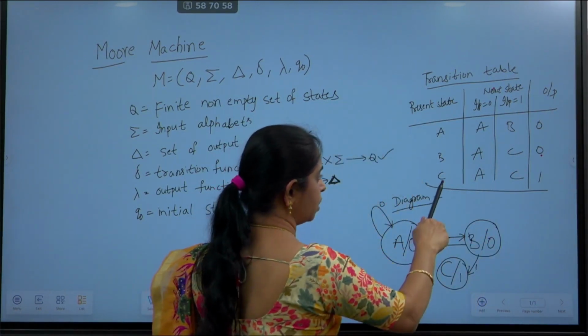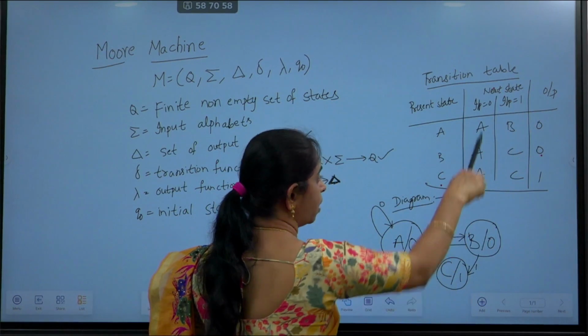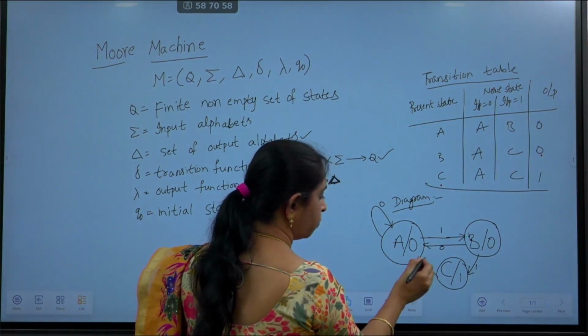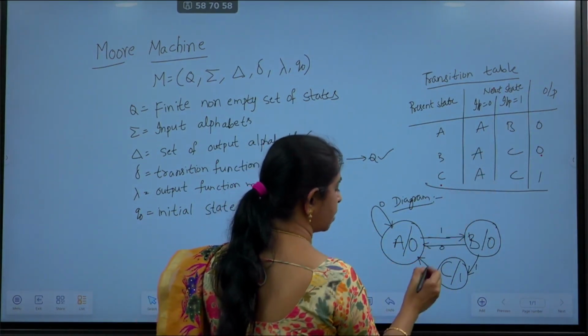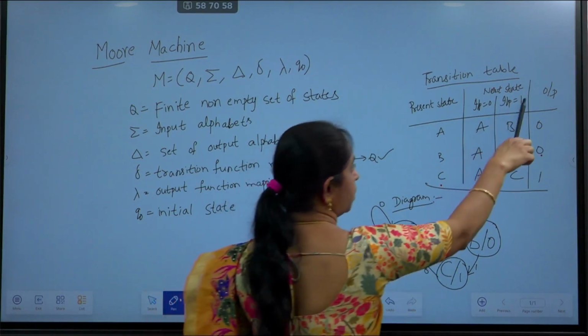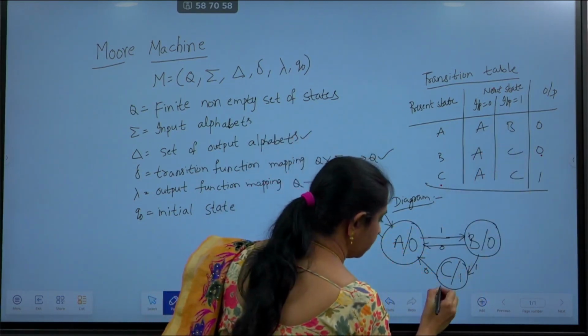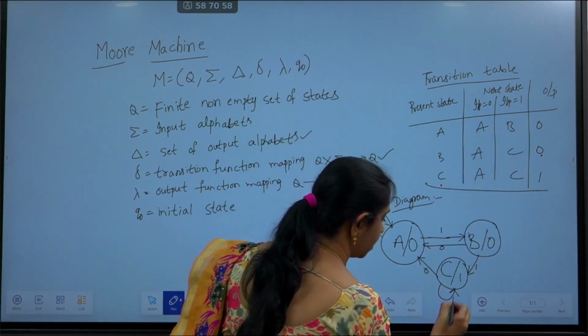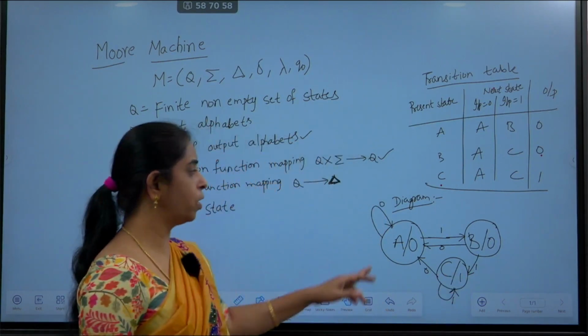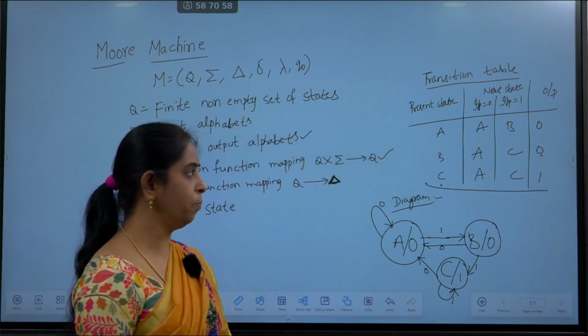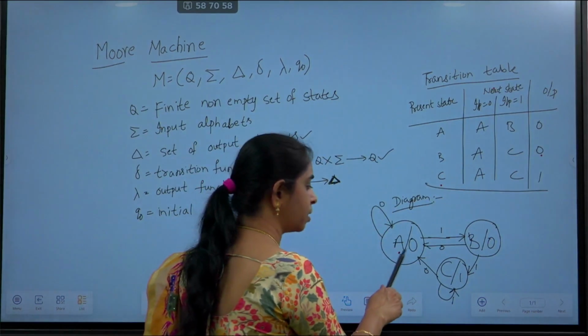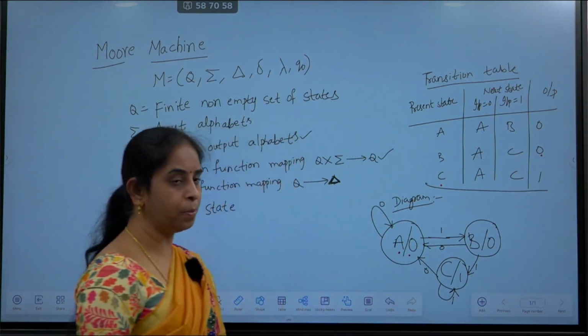Coming to the present state C, on input 0, the next state is A. On input 1, the next state is C, so we write the self transition. Like that we will draw the Moore machine diagram. It depends only on the present state.